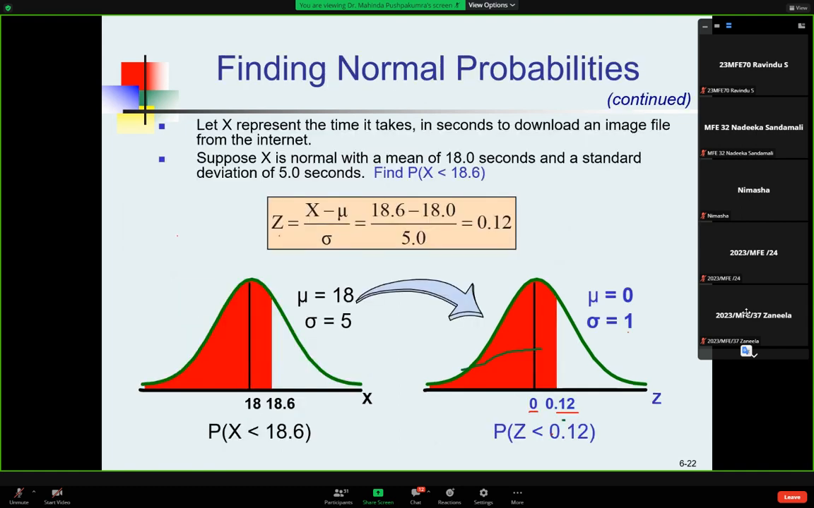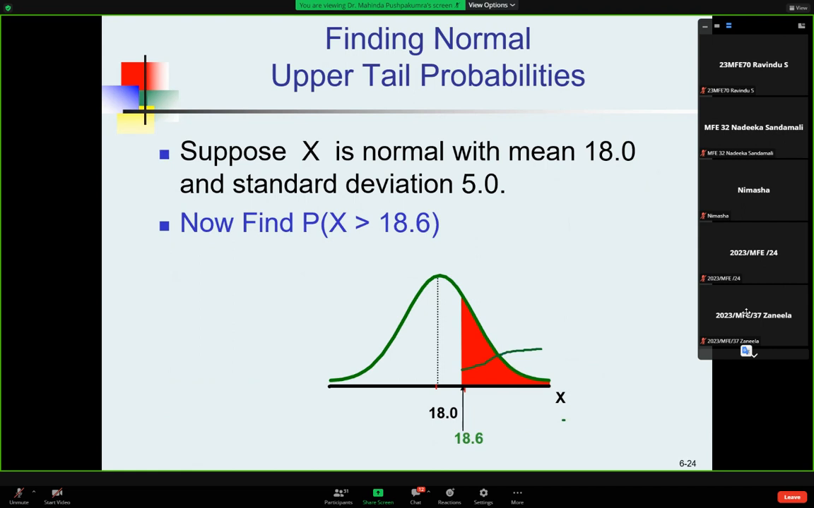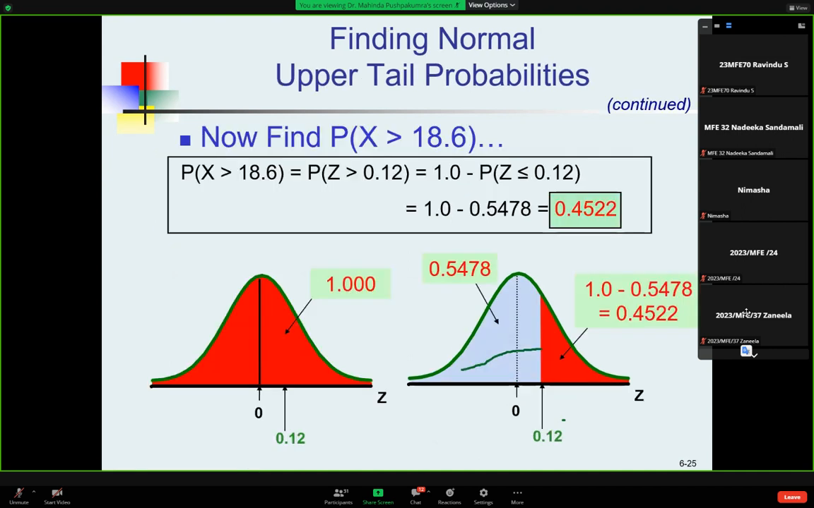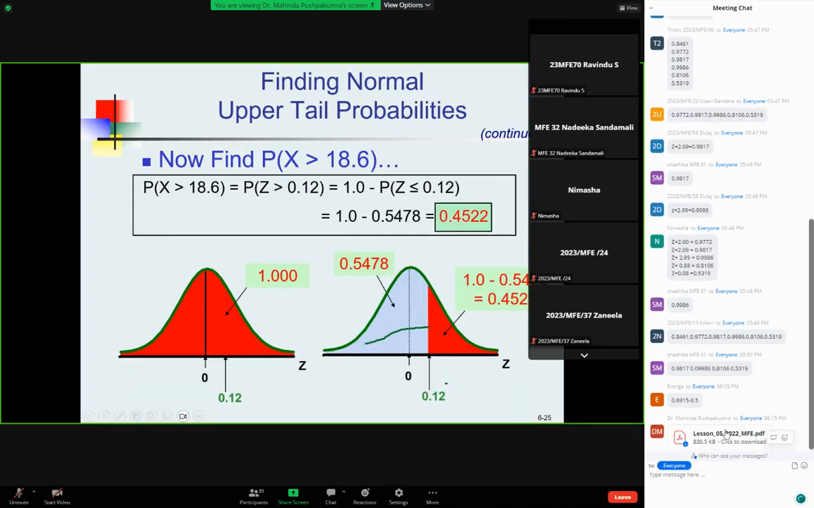In the next example, X is normal with mean 18 and standard deviation 5. What is the probability X is greater than 18.6? X is greater than 18.6, this area. Then we know the area under this curve is 1. We already found the probability of less than 0.12. Then you can subtract it from 1. Then the answer is 0.452.